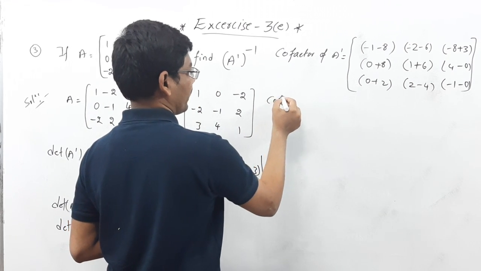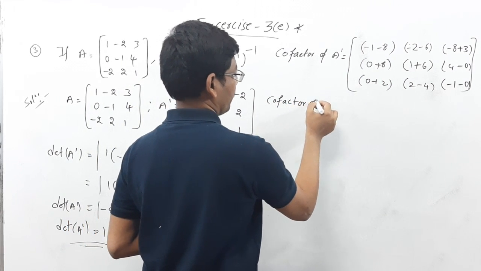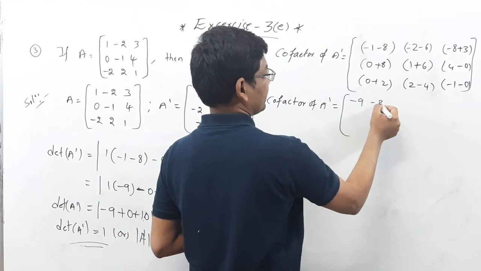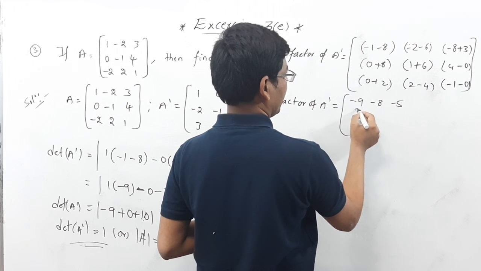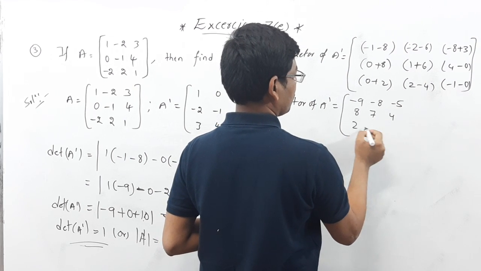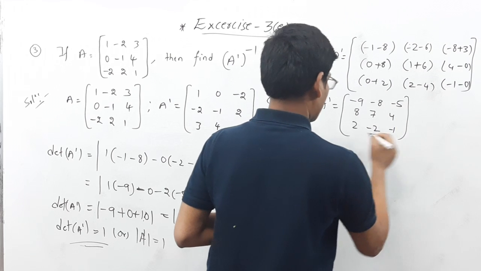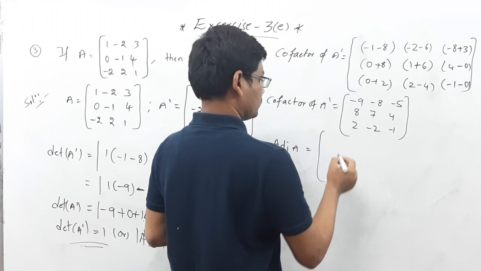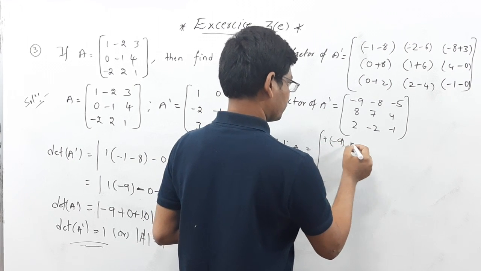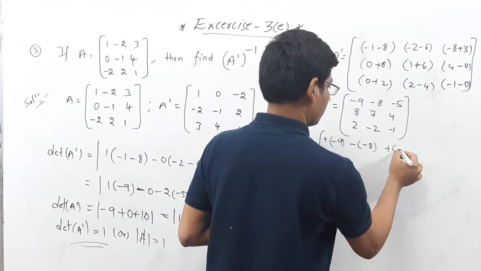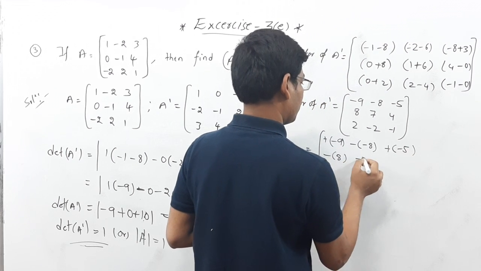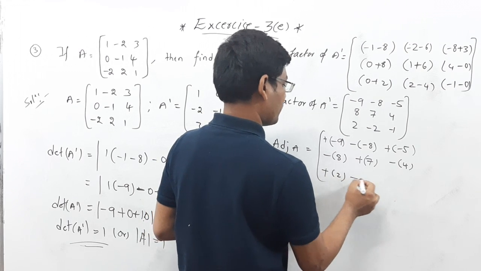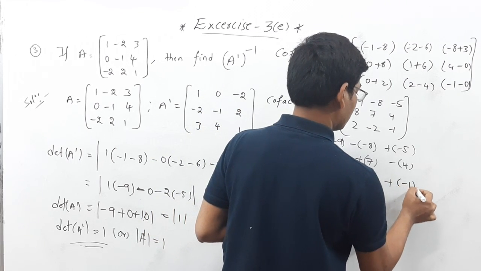Next, let's write cofactor of A dash. Cofactor of A dash it is. Next, minus 9, minus 8, minus 5, 8, 7, 4, 2, minus 2, minus 1. And here we want adjoint. Adjoint is nothing but signs changing here. Plus minus of minus 8 plus minus 5 and minus 8 plus 7 and minus 4 and plus 2 minus of minus 2 plus minus 1.